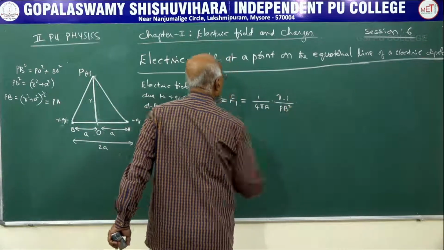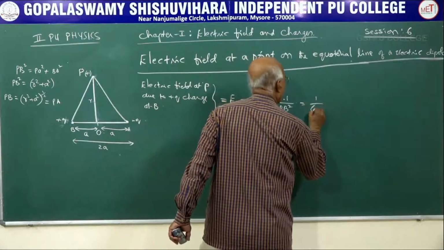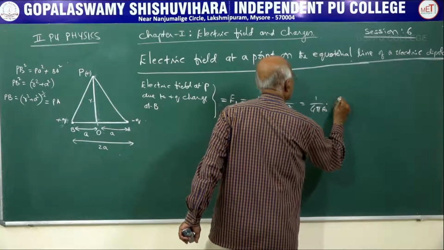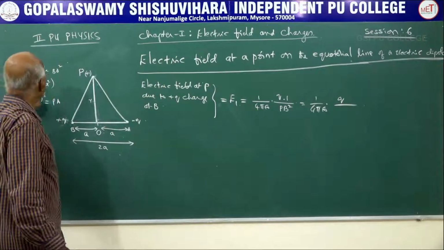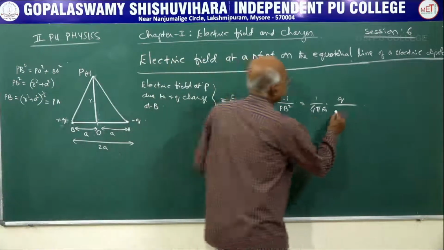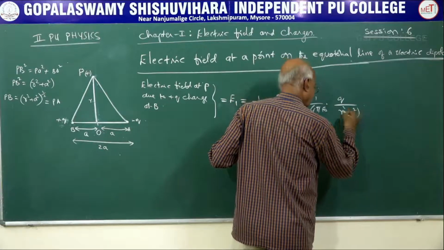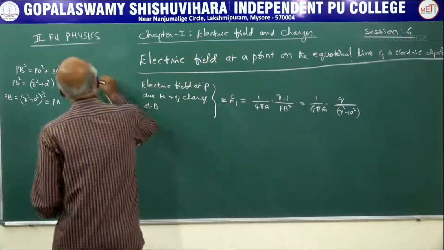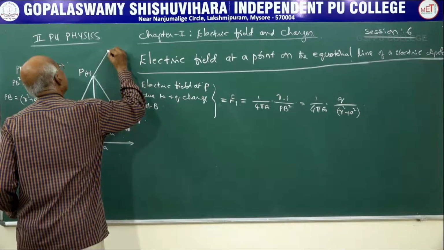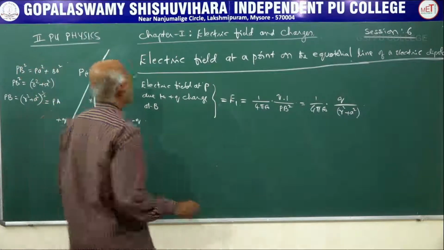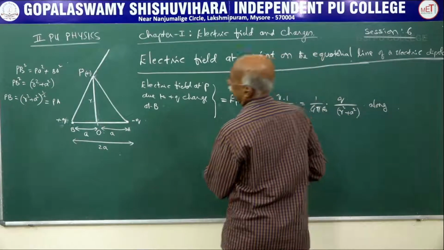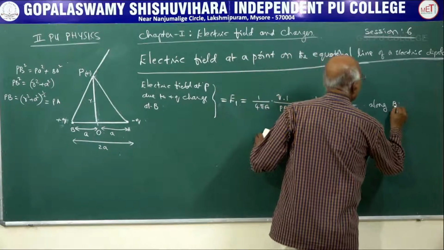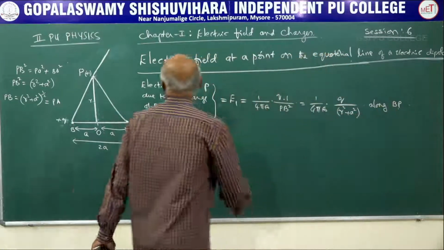So therefore, this is equal to 1 over 4 pi epsilon naught into Q. Now we have calculated PB square. PB square is equal to r square plus a square. Therefore, this is r square plus a square, and it will be acting along this direction. This is the direction in which it will be available, and we will write that this electric field will be acting along the direction B to P, or otherwise along BP.